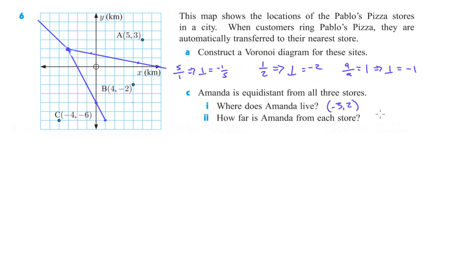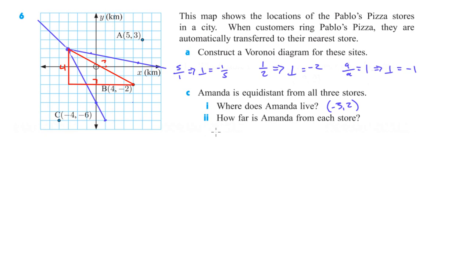And then how far is Amanda from each store? So if she's the same distance from all the stores, all we really have to do is find the distance to one store, right? We did the distance formula, and we've also done the triangles. I kind of prefer the triangles, so I'm just going to draw a triangle here. All right, so there's a little triangle. We're trying to figure out that distance there, right? So we know that this is 1, 2, 3, 4. This is 1, 2, 3, 4, 5, 6, 7.